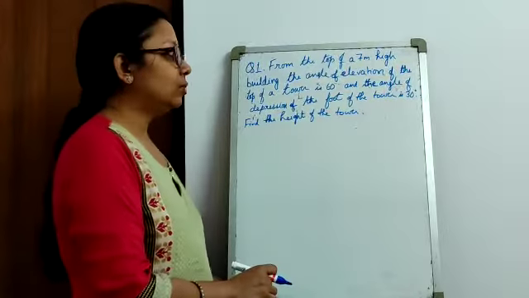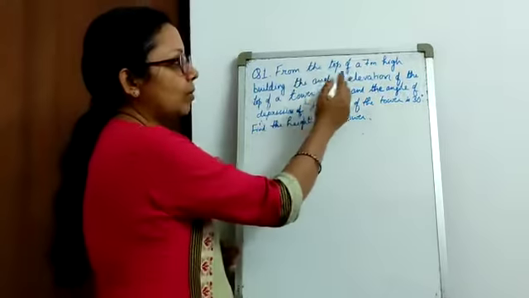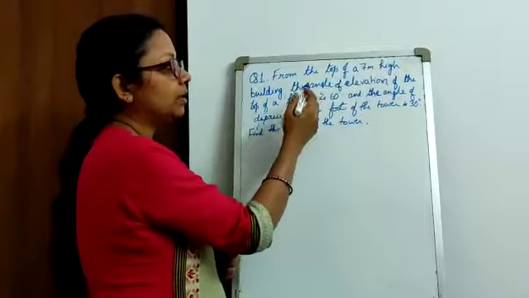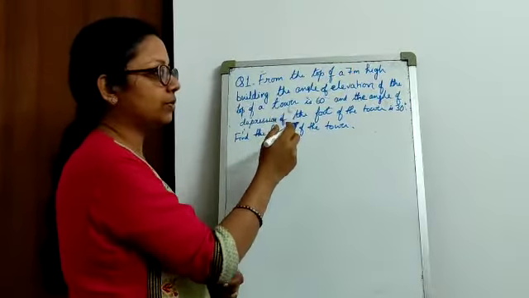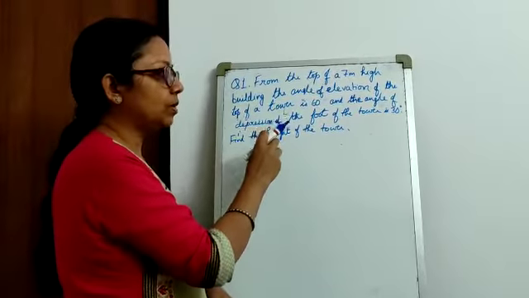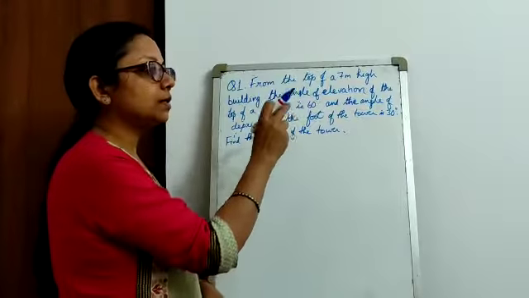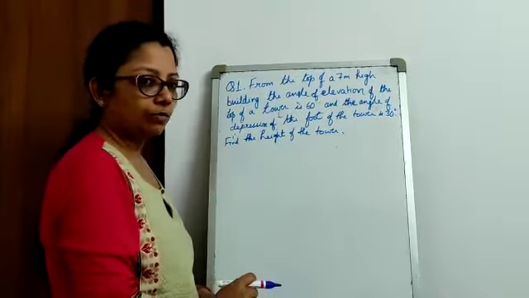Hello children, the question is, from the top of a 7-meter high building, the angle of elevation of the top of a tower is 60 degree and the angle of depression of the foot of the tower is 30 degree. Find the height of the tower.